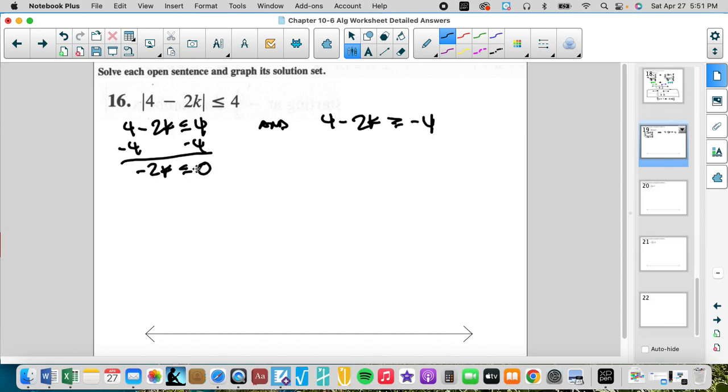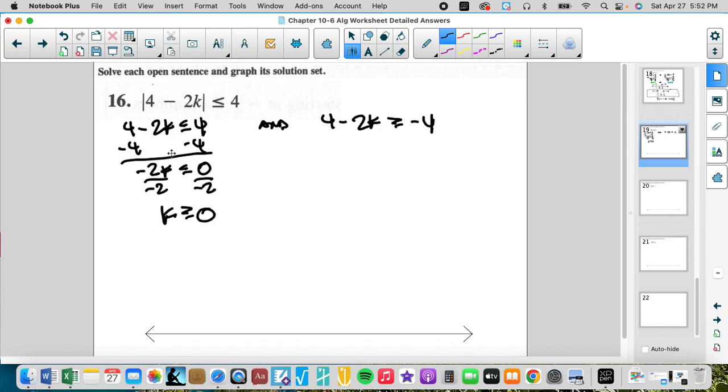A lot of students will just go to 0. They'll go, oh, k is less than or equal to 0. No, we have to still divide. I asked for a tricky one and I got it. Ask and you shall receive.